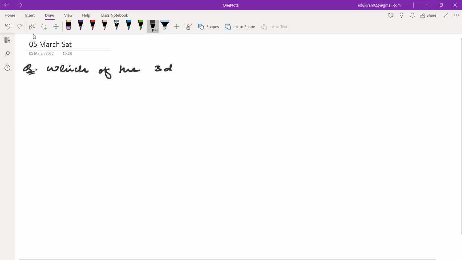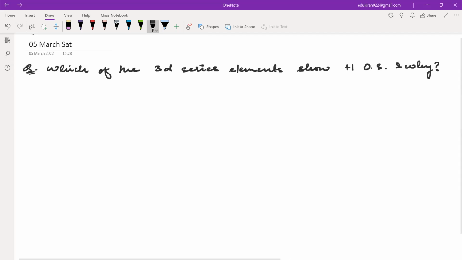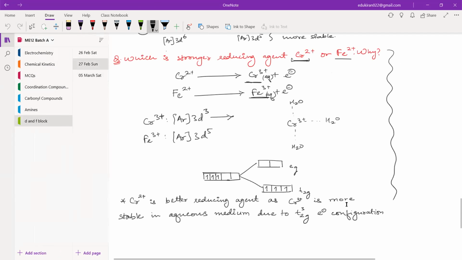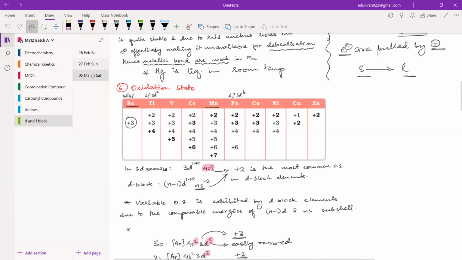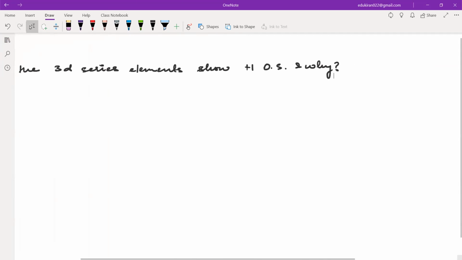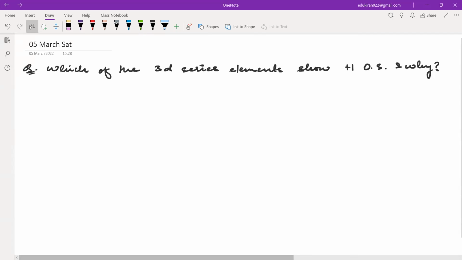Which of the 3D series elements show +1 oxidation state and why? So I think we have written the oxidation state, the general oxidation state of different things. So you just go to that table and look which of the following is giving +1 oxidation state, and then we will think about why it is showing +1 oxidation state.